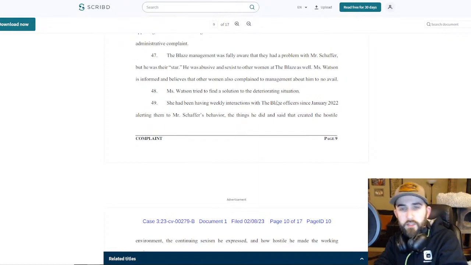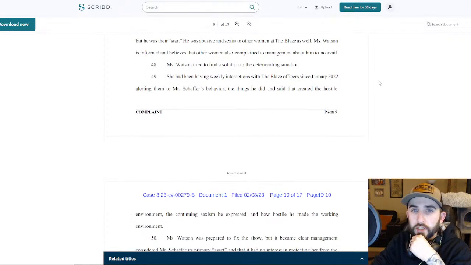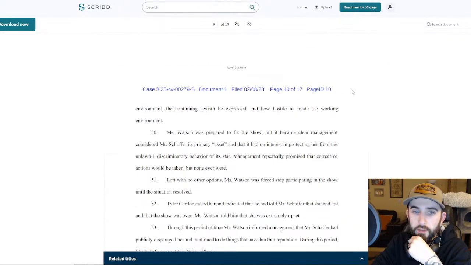He was abusive and sexist to other women at the Blaze as well. Miss Watson is informed and believes that other women also complained to management about him to no avail, which has been backed up by Savannah and Hernandez. She tried to find a solution to the deteriorating situation. She's been having interactions with the Blaze officers since January 2022, alerting them of Mr. Schaefer's behavior, the things he did and said that created the hostile environments, the continuing sexism he expressed, and how hostile he made the work environments.